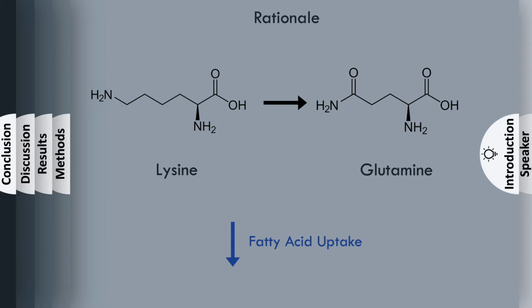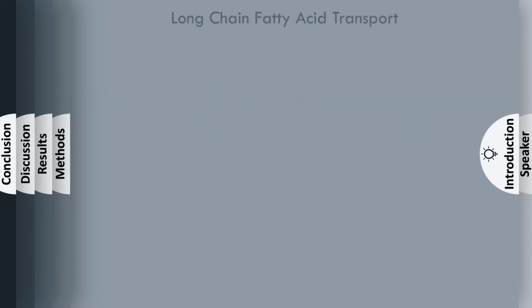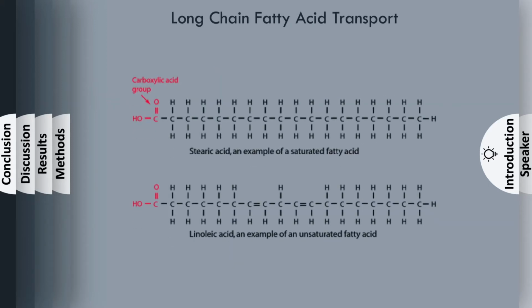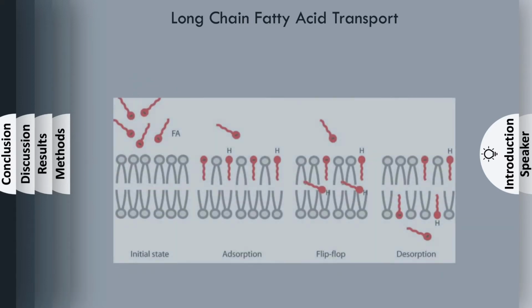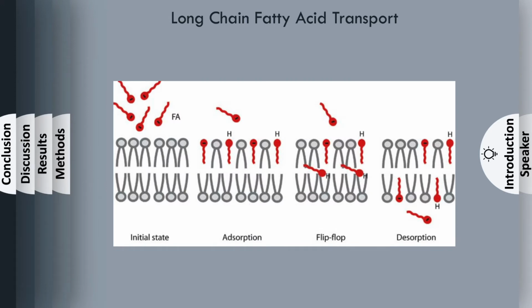In this case, pharmaceuticals can then be created in order to decrease fatty acid uptake by targeting this particular residue. A long-chain fatty acid is composed of a carboxylic acid that contains a long aliphatic hydrocarbon chain. Long-chain fatty acids can be transported into the cell through a passive diffusion flip-flop mechanism.